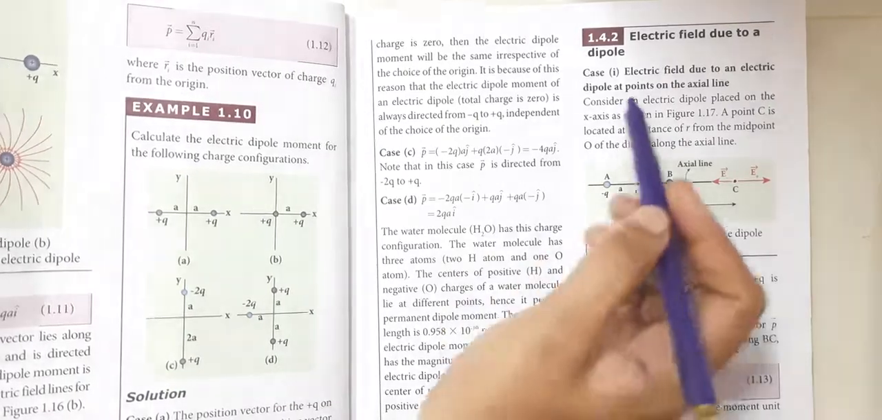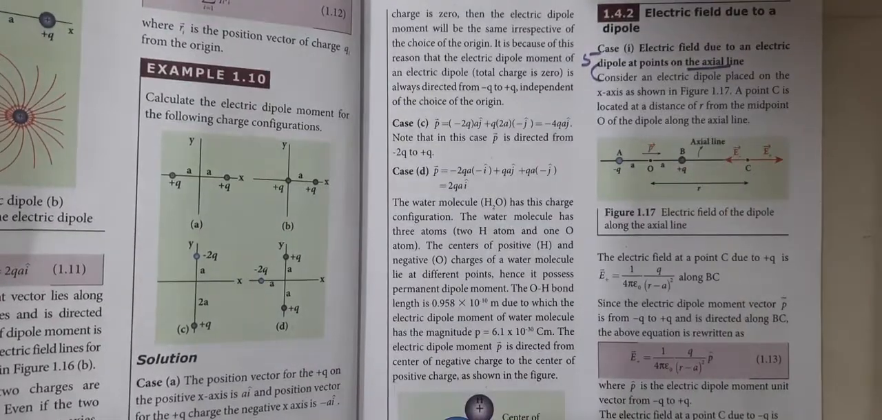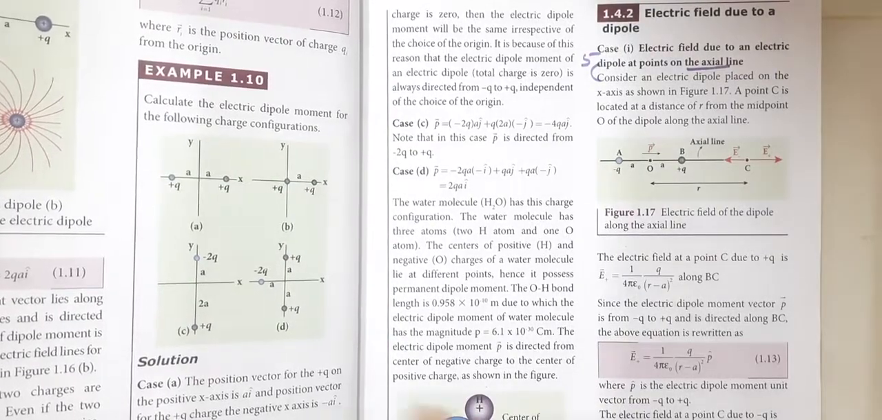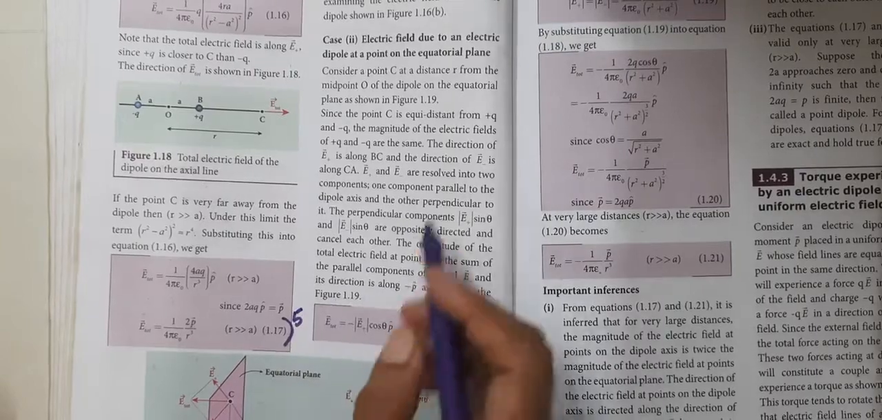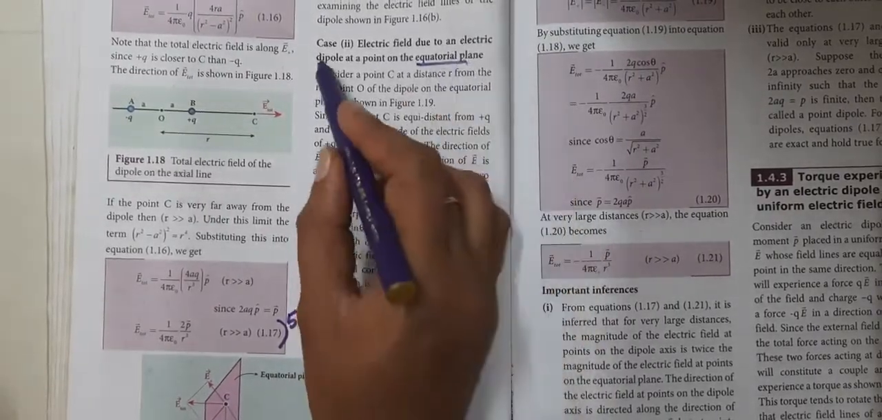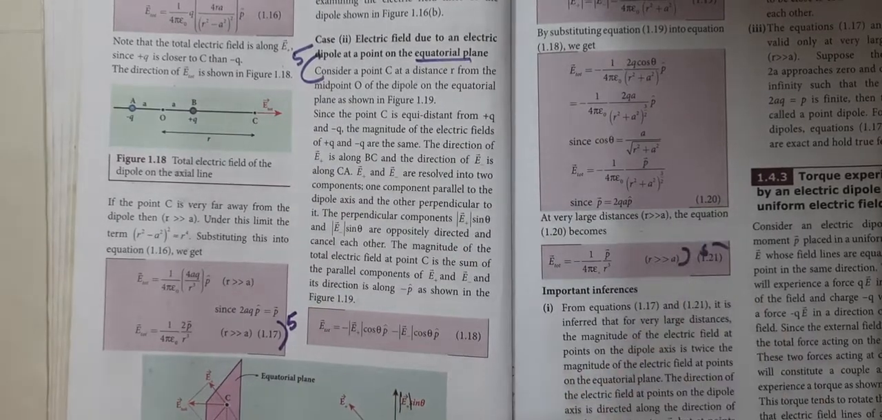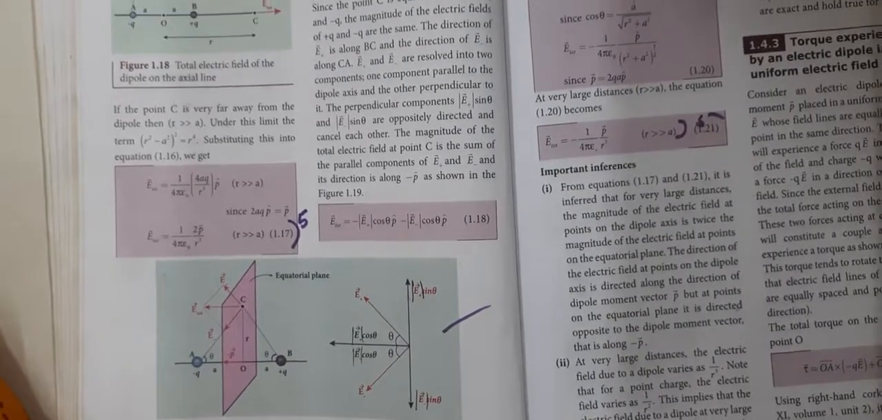So page number 23, first one axial line, that is from here to question number 5. From here, the diagram is very important. Draw carefully from here till this, 2p by r cube. Question number 5. And equatorial plane is this one, that is from here, question number 5, here till this diagram. Two diagrams also you have to draw. Okay, important inferences and all are not needed.